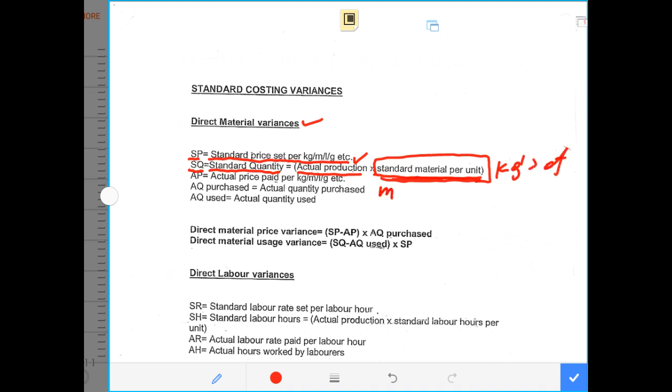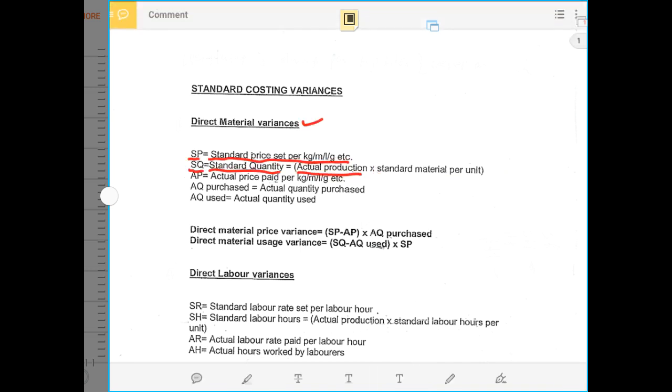These are the kgs of material required to complete one unit, or needed to complete one unit. That will be the standard material kgs per unit. It could be meters, liters, or kgs. It will depend on the product that you are dealing with. But these are the standard kgs, meters, or liters that are required to complete one unit.